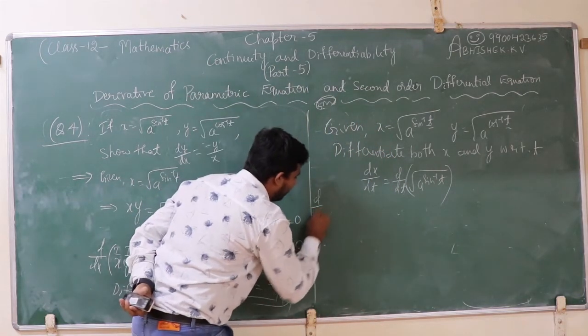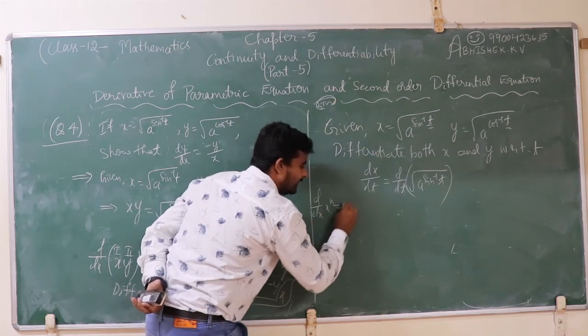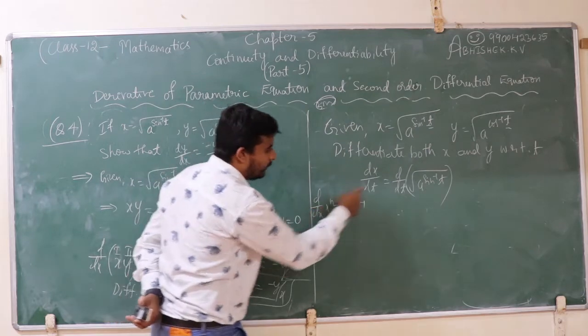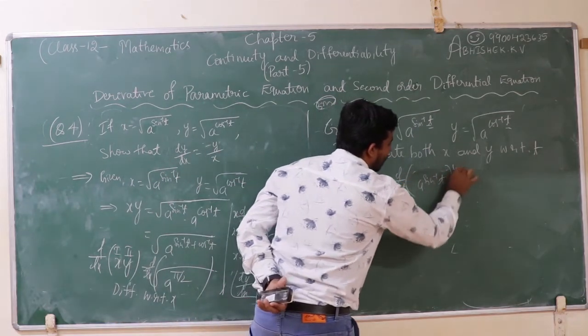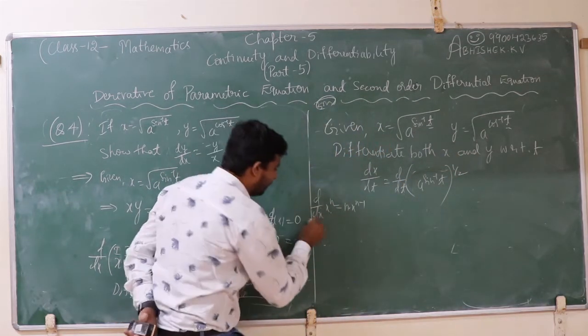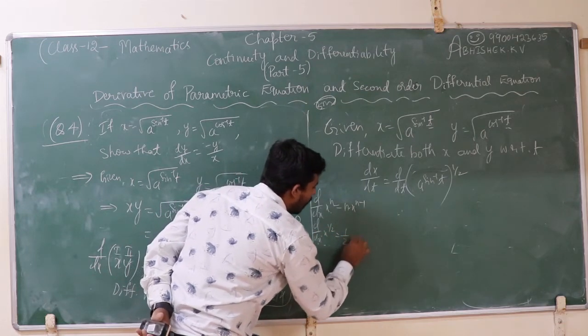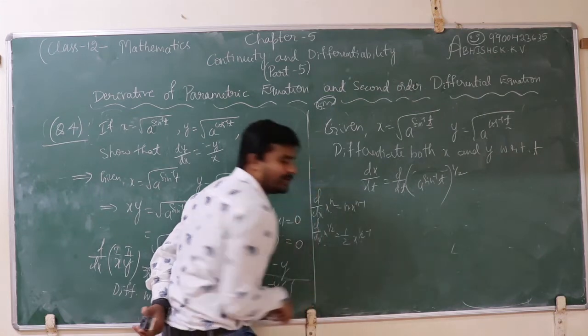See, d by dx of x to the power of n is equal to n into x to the power of n minus 1. Instead of n, what we have? This can be written as 1 by 2. n is equal to 1 by 2. Therefore, d by dx of x to the power of 1 by 2 is equal to 1 by 2 x to the power of 1 by 2 minus 1.